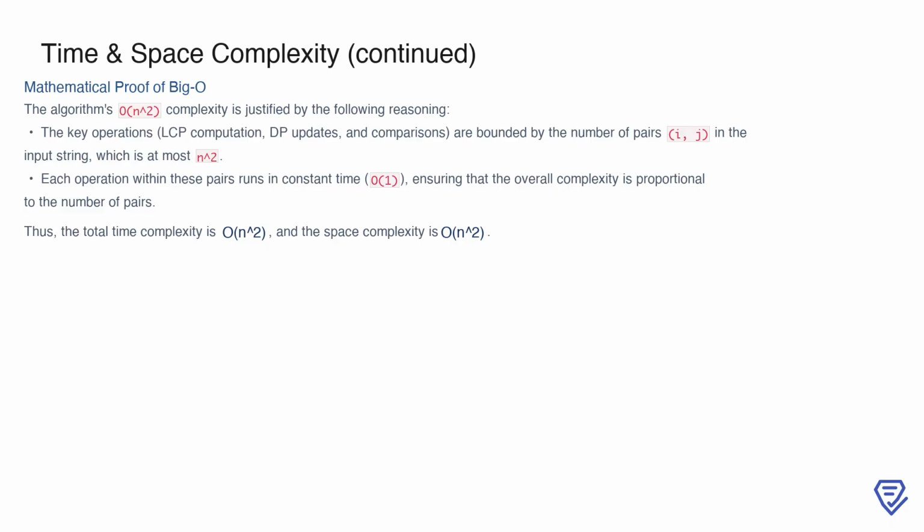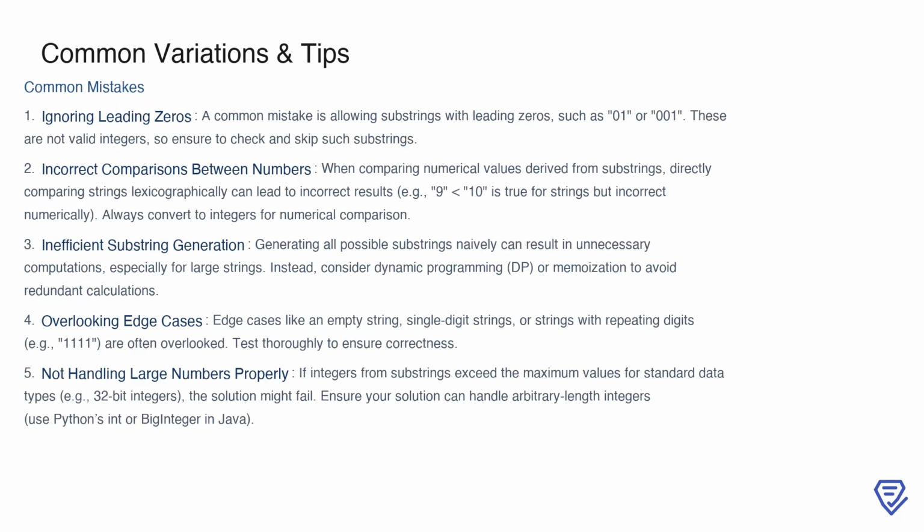Since there are at most n² such pairs, and each operation runs in constant time, the overall complexity is proportional to n². This ensures that the total time complexity is O(n²). Similarly, the space complexity is determined by the size of the LCP matrix and DP table, both of which require O(n²) space. Thus, the solution achieves a balanced and efficient design with both time and space complexities firmly bounded at O(n²). Here are some common pitfalls to watch out for when solving this problem.